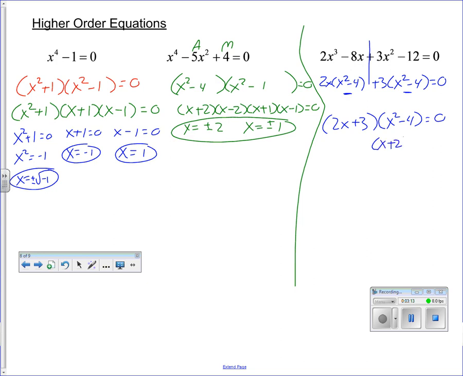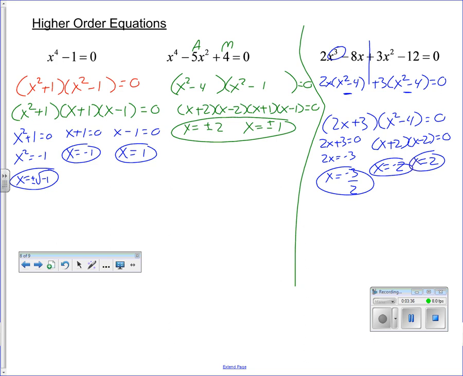That's a difference of squares we've seen a couple times already. And 2x plus 3 is not, so I'm just going to solve for it. Set equal to 0, 2x equals negative 3, x equals negative 3 over 2. And we get x equals negative 2, and x equals positive 2. And there are 3 answers because our problem's highest exponent is x to the third.